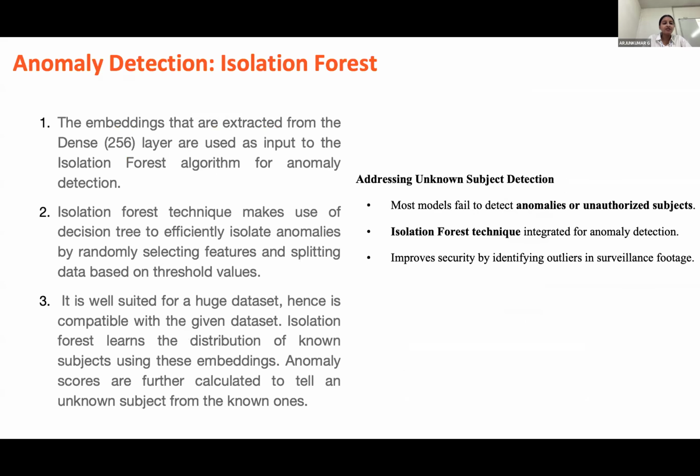So talking about anomaly detection, the isolation forest technique, why we have used this: most of the models fail to detect anomalies or unauthorized subjects. The isolation forest technique is integrated for anomaly detection. The embeddings that are extracted from the dense layer are used as input to the isolation forest algorithm. This technique makes use of decision trees to efficiently isolate anomalies by randomly selecting features and splitting data based on threshold values.